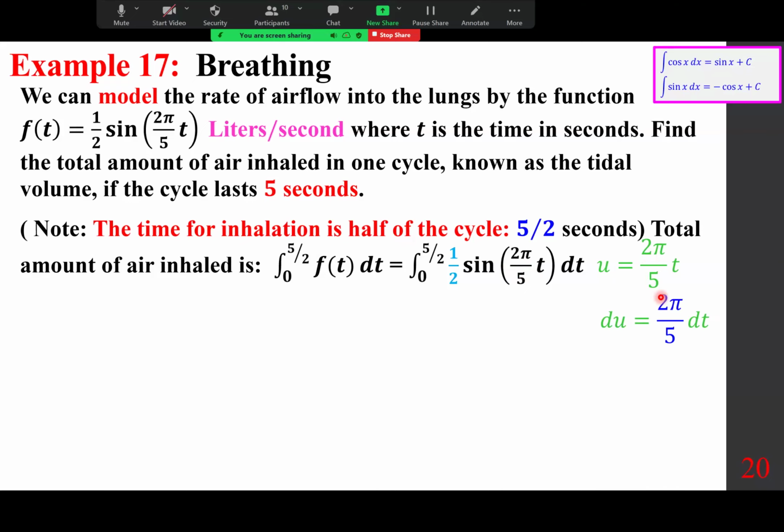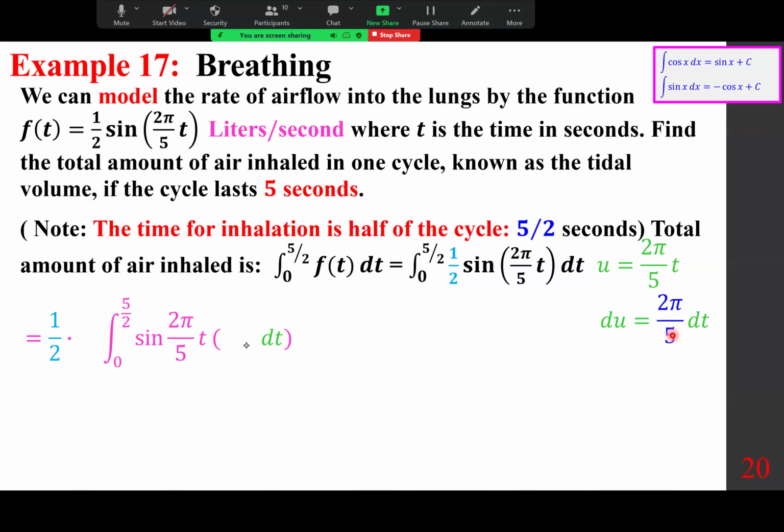So what we are going to do, we are going to rewrite this in the following manner. I'm going to put the 1/2 out. I'm going to say the integral from 0 to 5 halves of sine of 2 pi over 5 t, and I'm going to put the dt in parentheses. The reason I'm doing that, I want to compare it to this, and I see everything is in good shape. I just don't have 2 pi over 5, and 2 pi over 5 is a number.